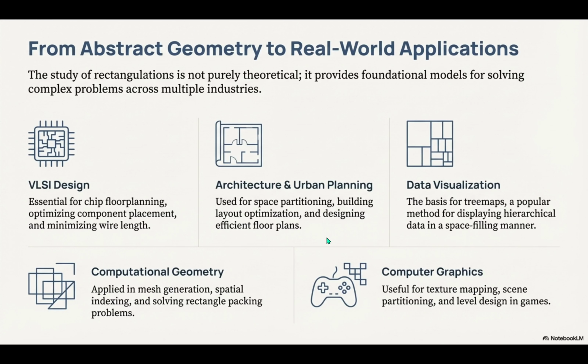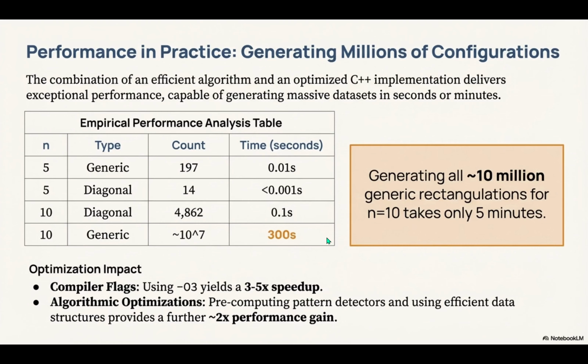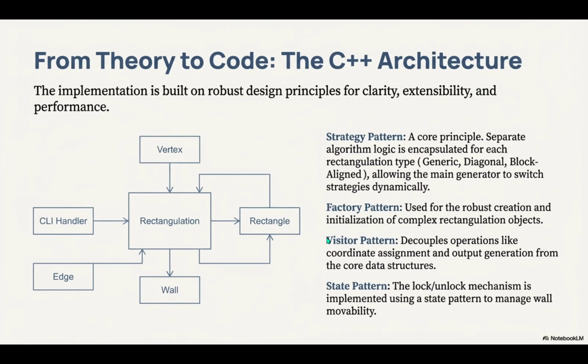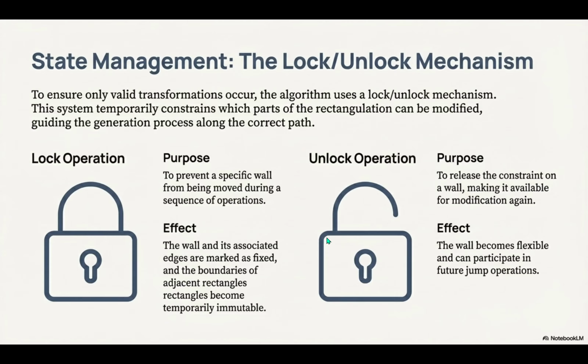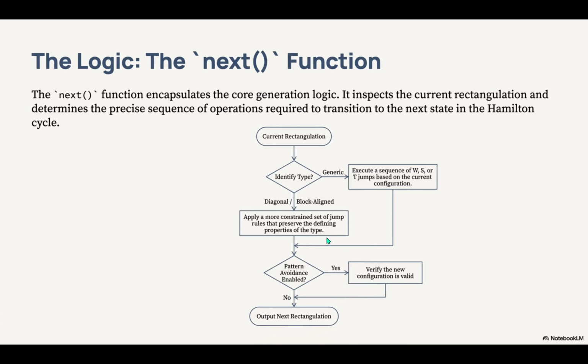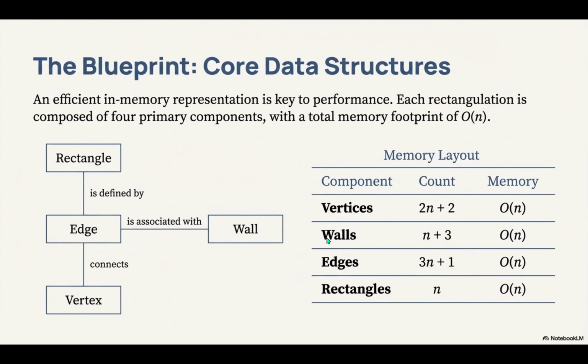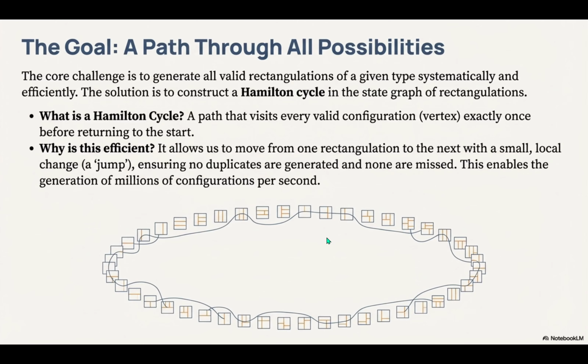It's the optimal path. It guarantees you cover every vertex, every design exactly one time. And once you have that cycle, generating them is just a high-speed walk along that path. And moving along this path, it's not like you're completely redrawing the rectangle each time, is it? The sources say they use tiny local shifts, these jumps.